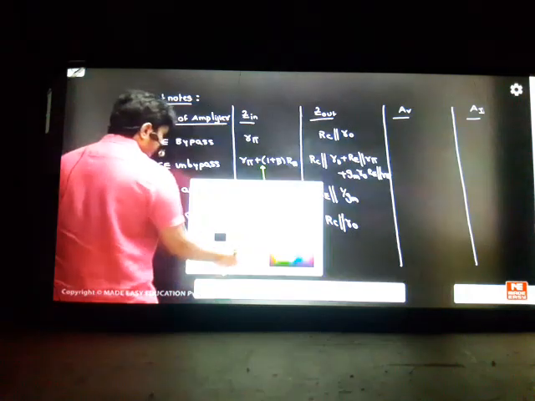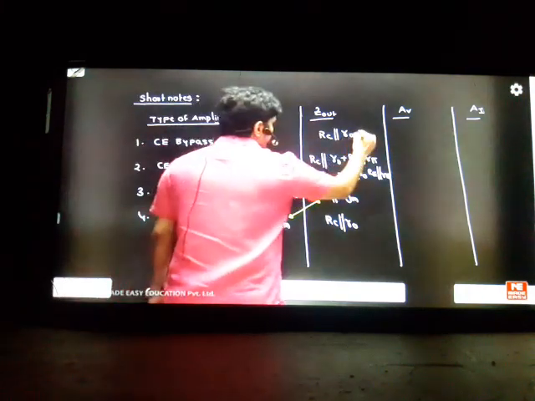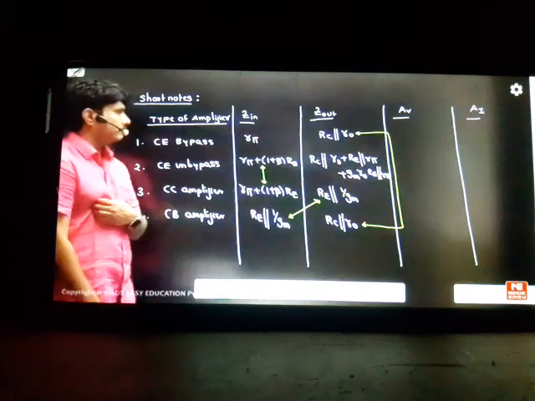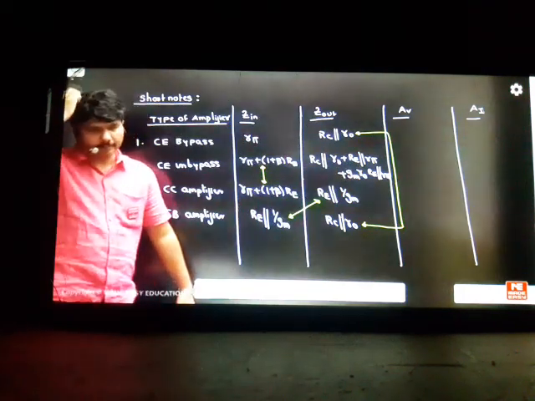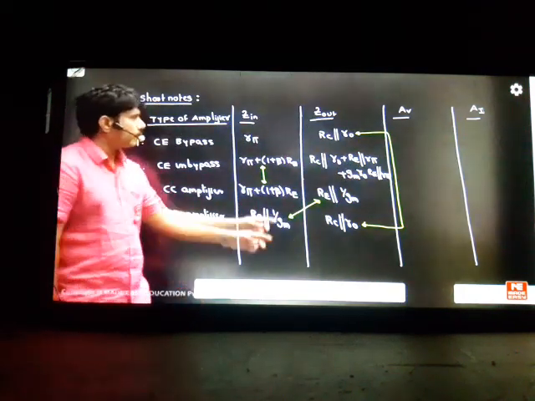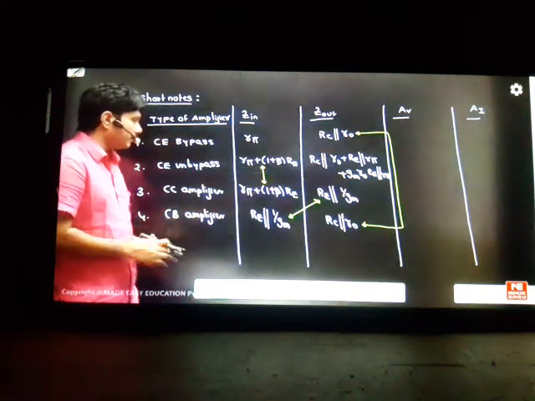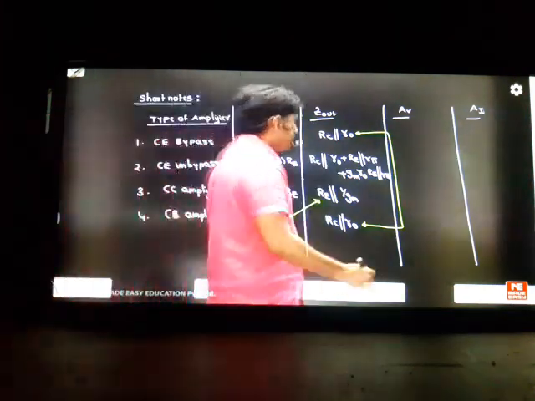It is exactly similar to this one. These two will be same. This is the way the links are coming. There are some similarities between the formulas. The common emitter output impedance will be same as the common base output impedance. The common collector output impedance will be same as the input impedance of the common base. These are my observations.